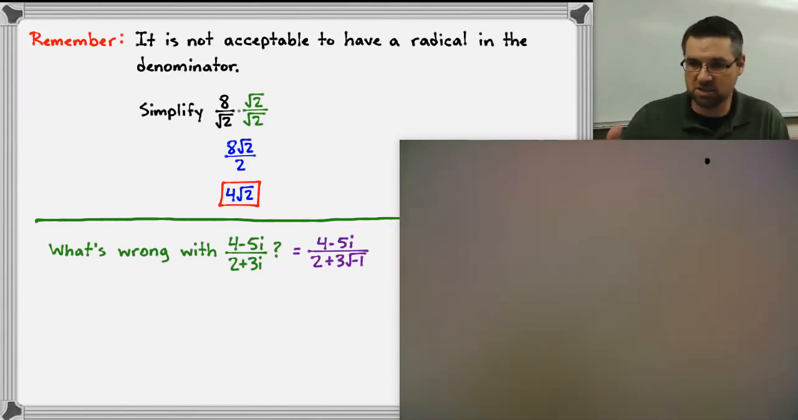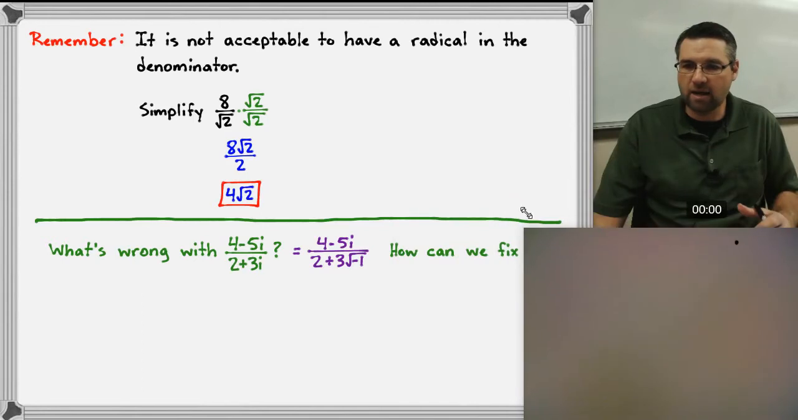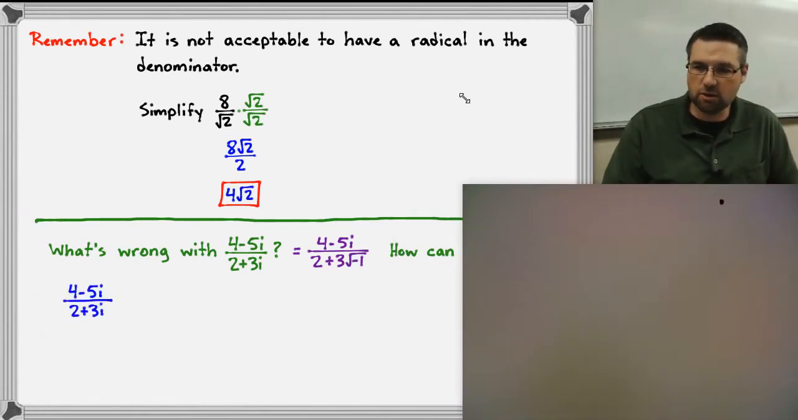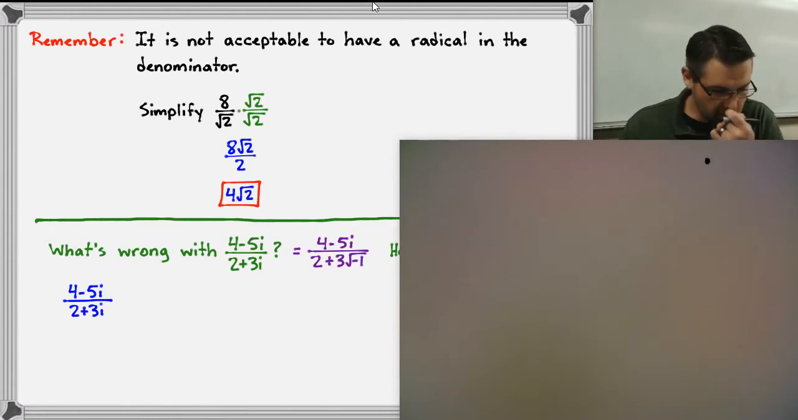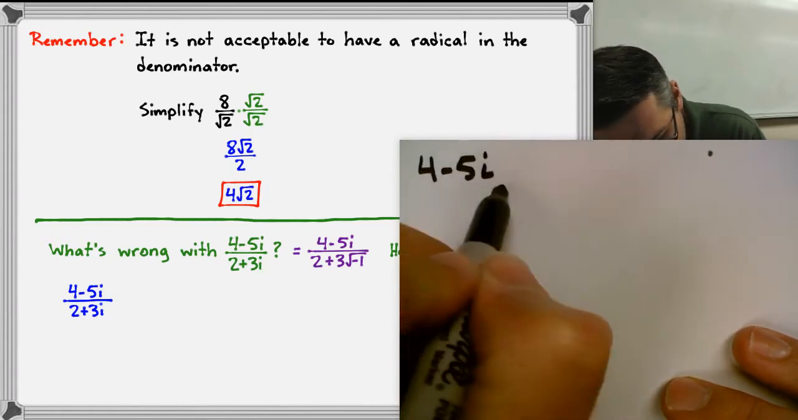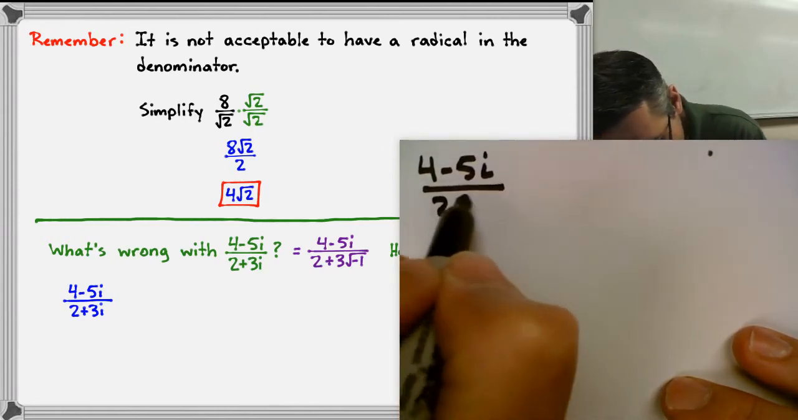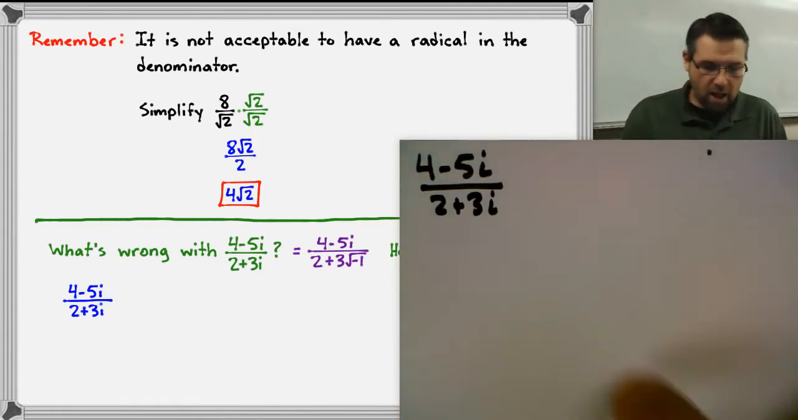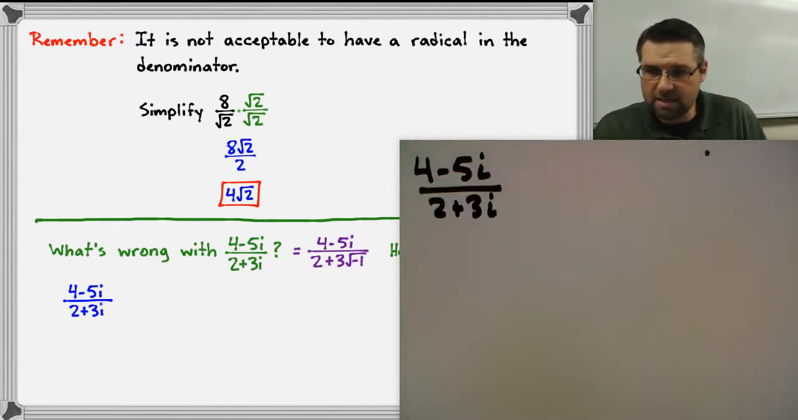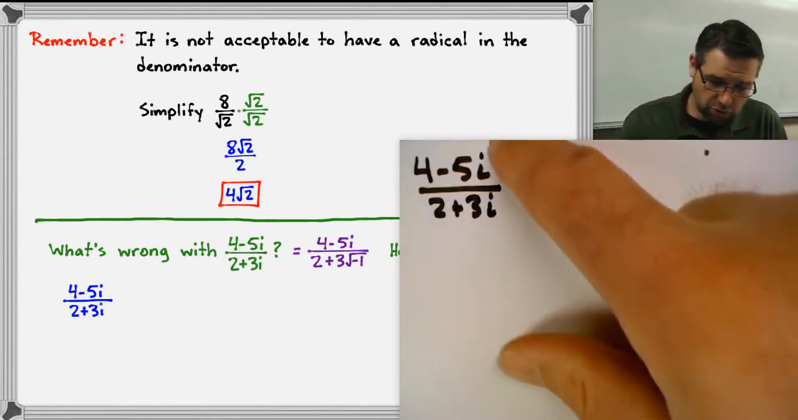It's a special kind of radical. So how do I fix that? How do I make it all better? How do I make it so that the radical disappears? How can I fix this? Okay, so let's go ahead and take a look at how we approach this. Okay, we've got 4 minus 5i over 2 plus 3i. Well, I'm not allowed to have the imaginary number, the radical, in the denominator. So I have to somehow get rid of it. Now, some students might say, well, just cancel out the i's.